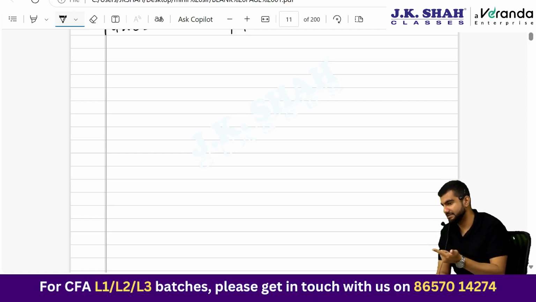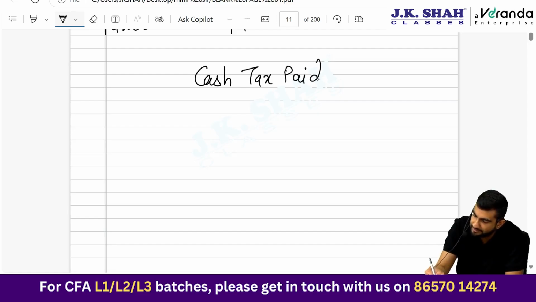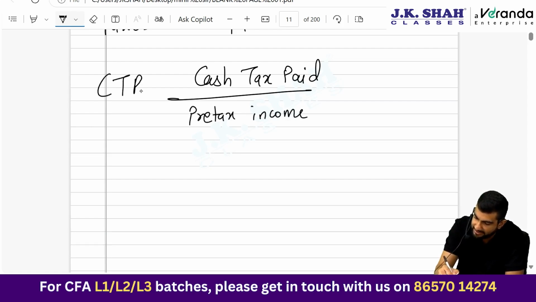The effective tax rate is used to project the income statement. When you are projecting the cash flow statement, the cash tax rate is to be used. The cash tax rate was what? Cash tax paid upon pre-tax income. That is the cash tax rate.